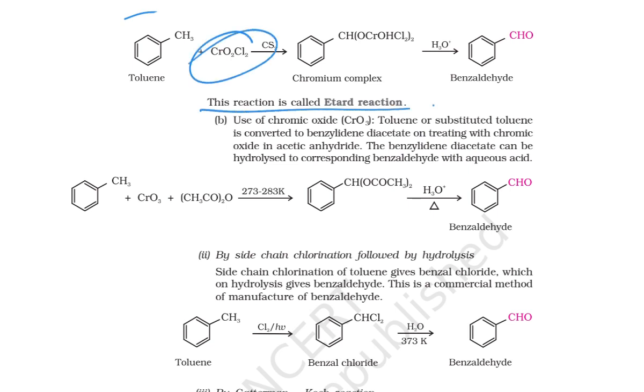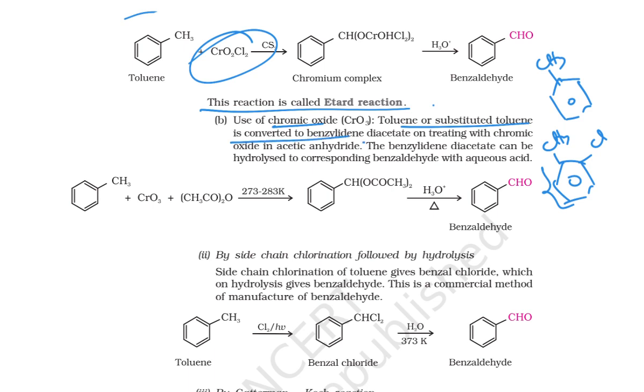The use of chromic oxide with toluene or substituted toluene. So this is your toluene. Substituted toluene means like here CH3, here the chlorine is there. So this is substituted toluene. Substituted toluene is converted into benzaldehyde diacetate by treating with chromic oxide and acetic anhydride. Benzaldehyde diacetate can be hydrolyzed to the corresponding benzaldehyde in aqueous acid.